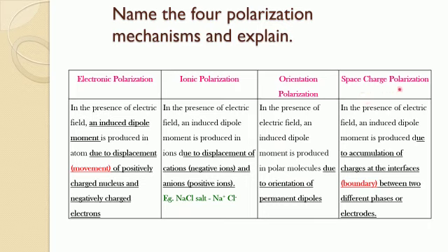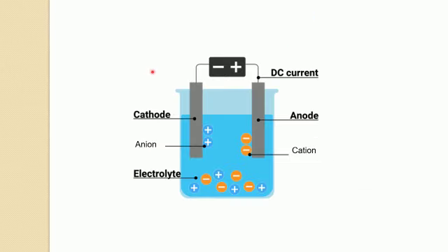Finally, in space charge polarization, charges start to accumulate at the interface, that is the boundary between two different phases or electrodes. This can be understood with the following diagram. This is an electrochemical reaction setup. Here the electrolyte is a sodium salt solution. It comprises Na plus ions and Cl minus ions. The positive ions, cations, are attracted towards the negative electrode, the cathode, and the negative ions, anions, are attracted towards the positive electrode, the anode. The boundary between the ions and electrodes is called the interface.